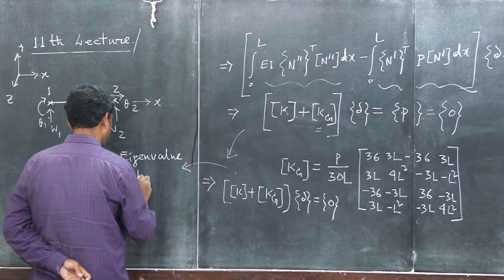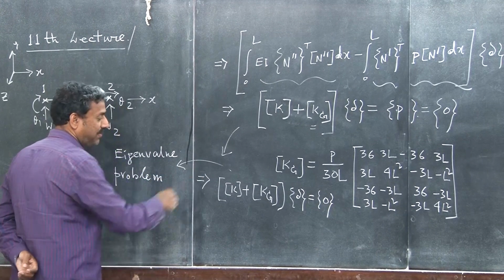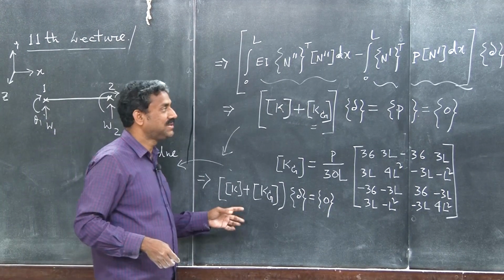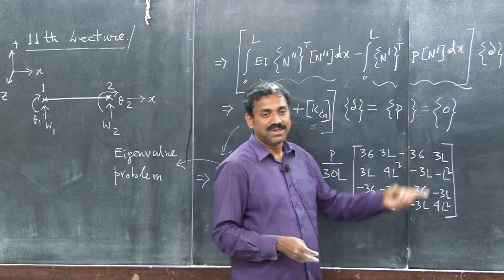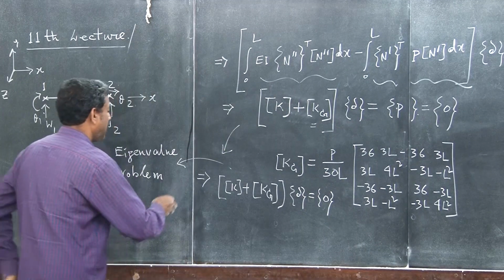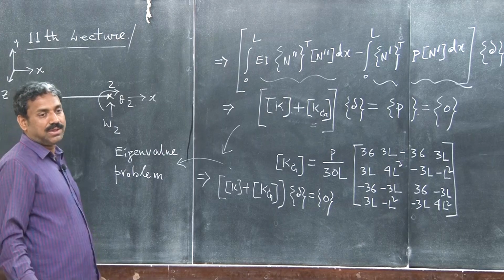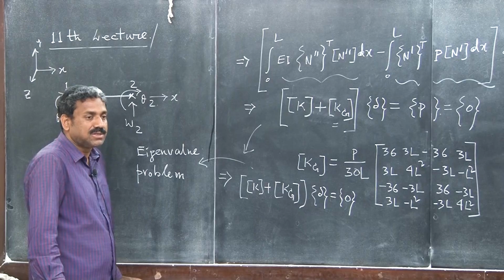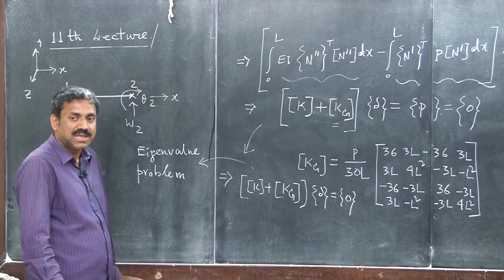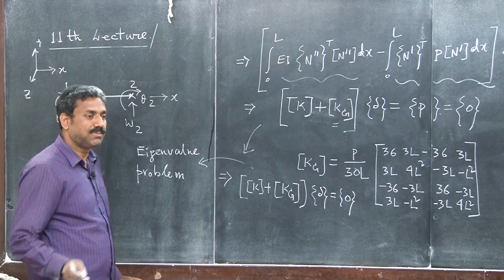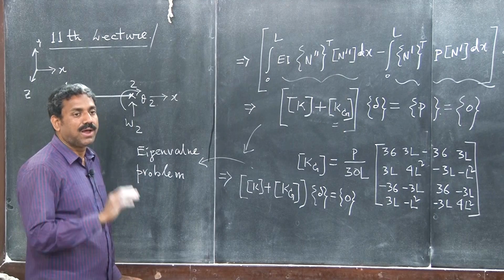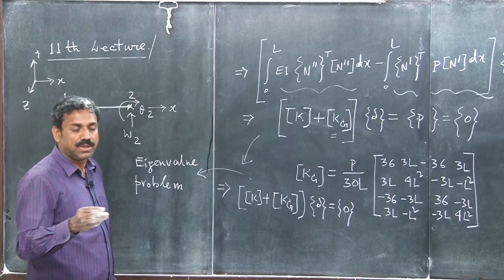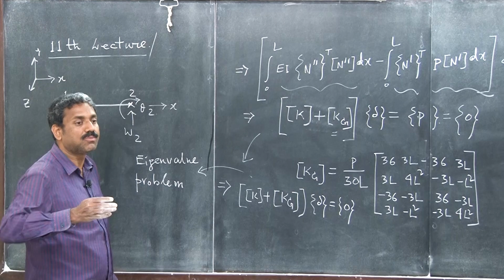Eigenvalue. If you find out the eigenvalues, they will give you the value of P critical, right? There will be a number of eigenvalues, and the lowest eigenvalue is basically the lowest critical load. Since there are a number of eigenvalues, the higher eigenvalues will give you the higher modes, okay.